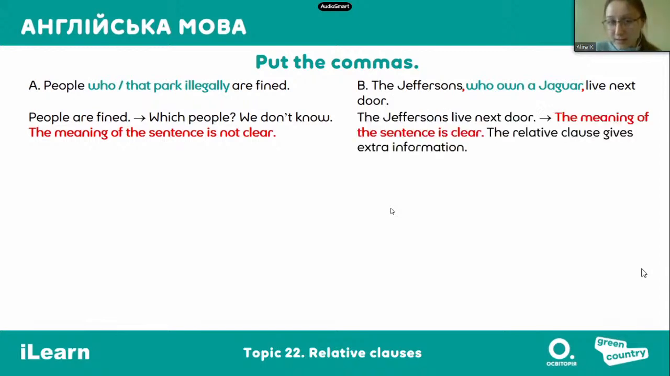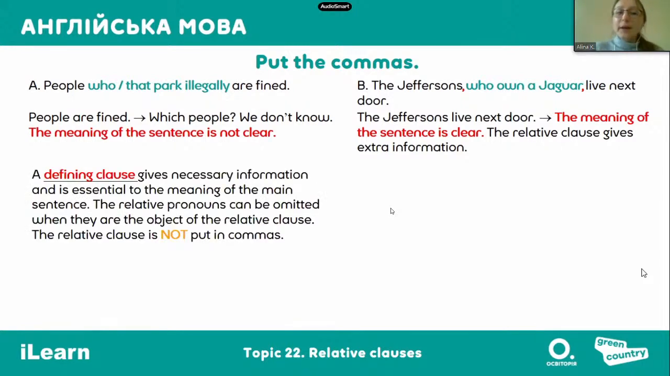But in the second example, the Jeffersons live next door, the meaning of the sentence will be clear, yes? Because the relative clause gives some extra information. Але в другому випадку ми можемо виділити це підрядне речення з двох боків комами, тому що ми можемо це забрати з речення, і сенс речення від того не зміниться. Як ми називаємо ці речення, ці підрядні речення? Maybe somebody remembers.